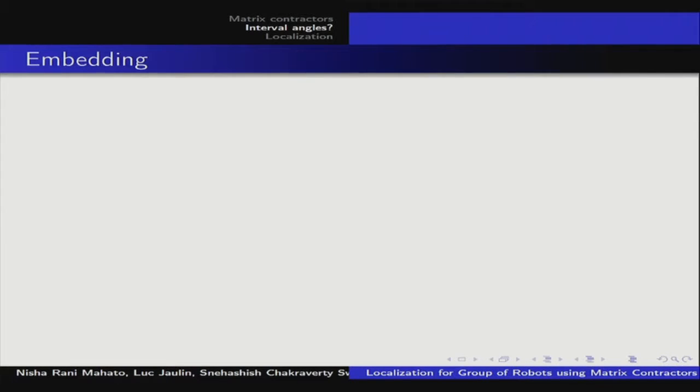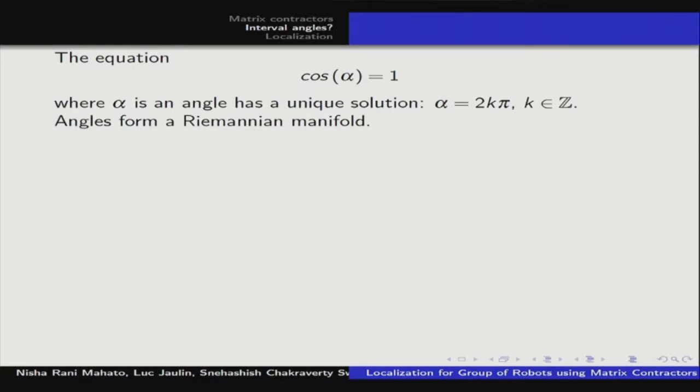Now when we work with angles or quaternions or things like this, we have this kind of Riemannian manifold, and to understand this, I propose to look at how we can solve this equation. And I know that alpha is an angle. So alpha is not an element of R, it is an angle. When I say angle, it means that 0 is the same angle as 2 pi, or the same angle as minus 2 pi, and so on. So this equation, when alpha is an angle, has a unique solution. And we can write it as alpha equal to 2 k pi with k belonging to Z.